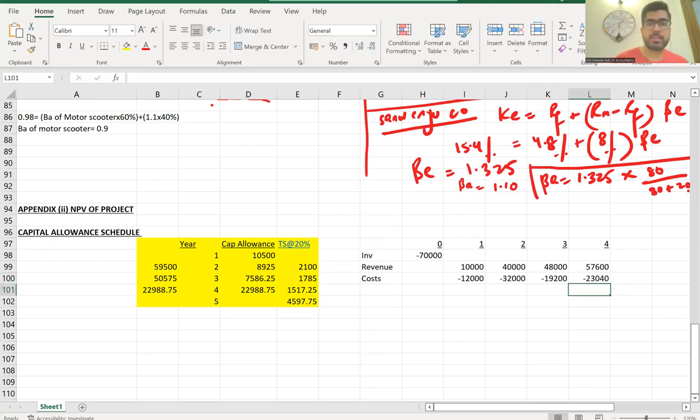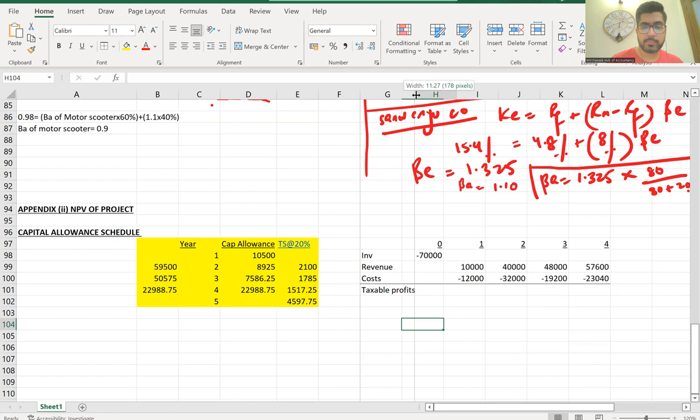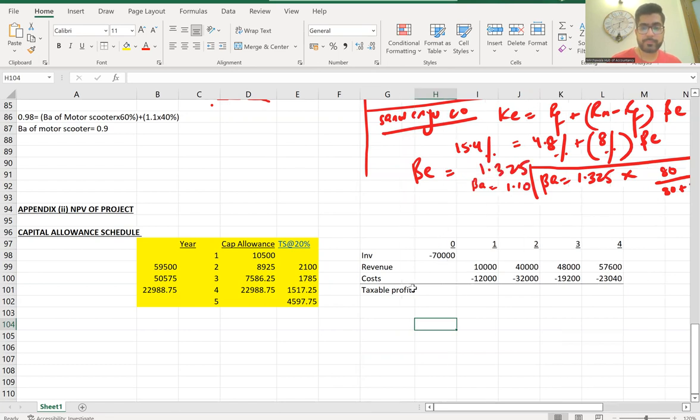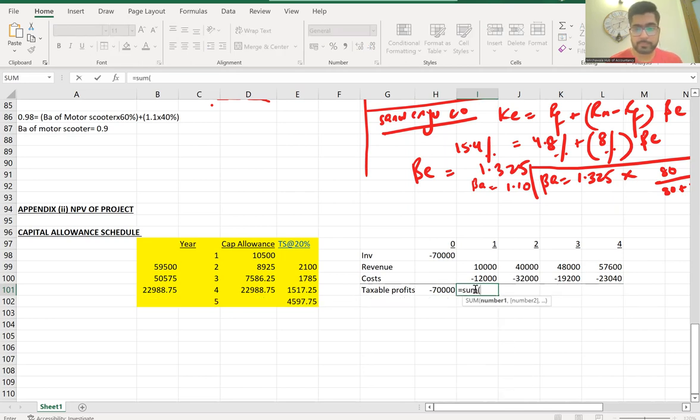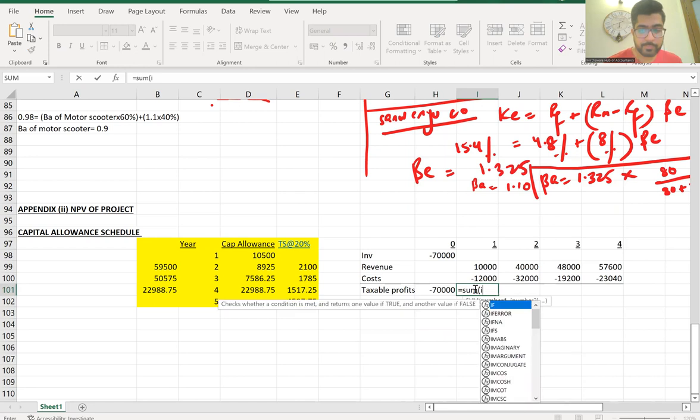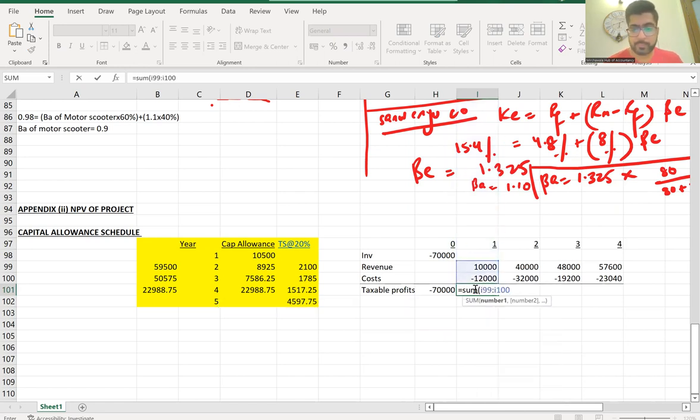Okay, now once revenue and costs are deducted, you get taxable profits. So it's negative 70,000 and you can sum them. In the first year, a loss is coming.